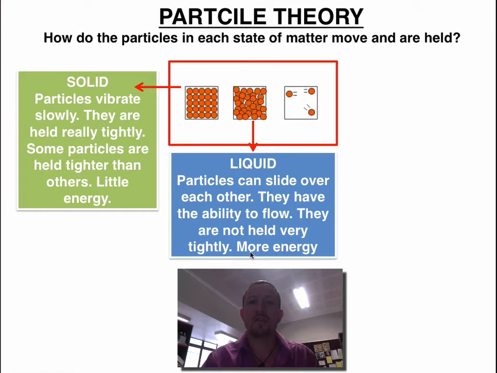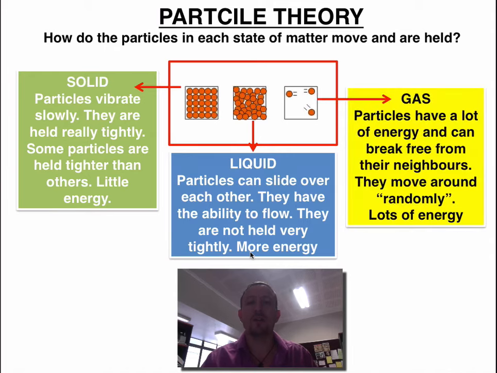So the idea being that we've got the solid, very, very rigid, not much energy. Liquid, yes, we've got a little bit more energy, but the bonds can't be broken. And then finally, what will happen is if they're given enough energy, the bonds will break and it will turn into a gas. Now in a gas, what we get is the bonds are completely broken and the particles have enough energy to break away from each other.